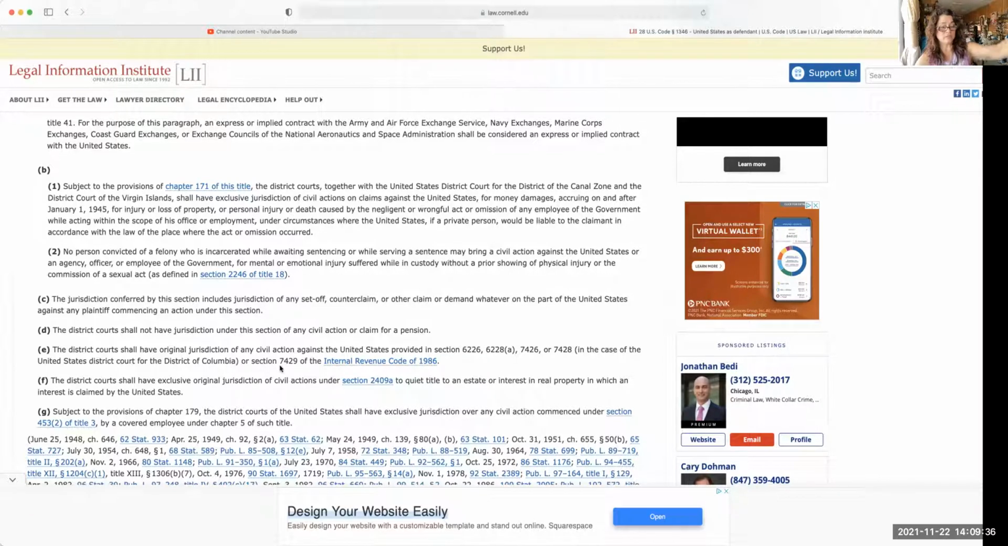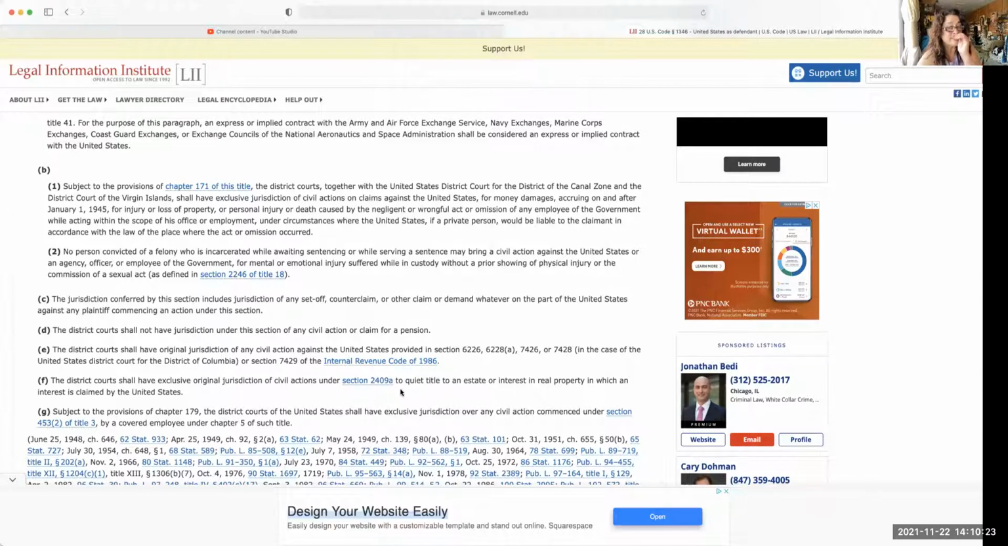Interesting. Or section 7429 of the Internal Revenue Code of 1986. The district courts, F, shall have exclusive original... You know what I just thought? The courts have got to do with the IRS. Oh my gosh. The IRS and the courts are all in bed together. Wow. The district courts shall have exclusive original jurisdiction of civil actions under section 2409A to quiet title.